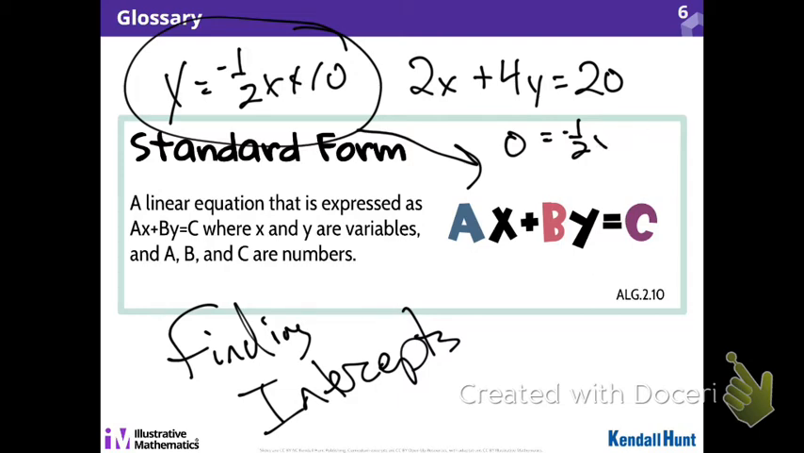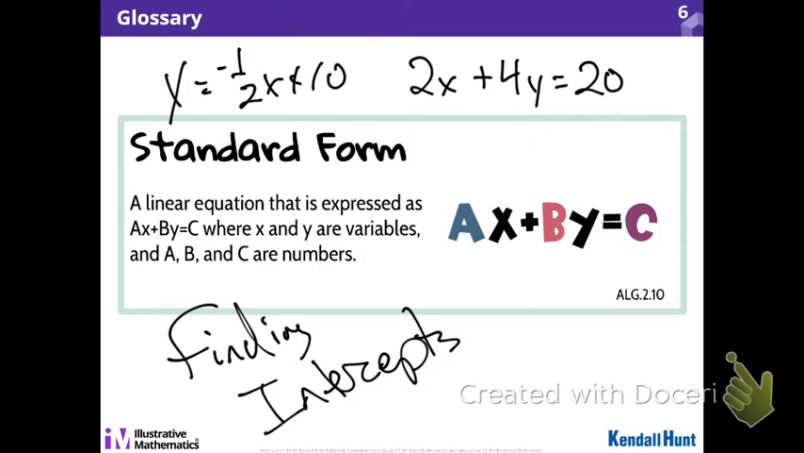So standard form is great for intercepts. What slope-intercept is great for is seeing a starting point of something. So starting at the 10 rides.